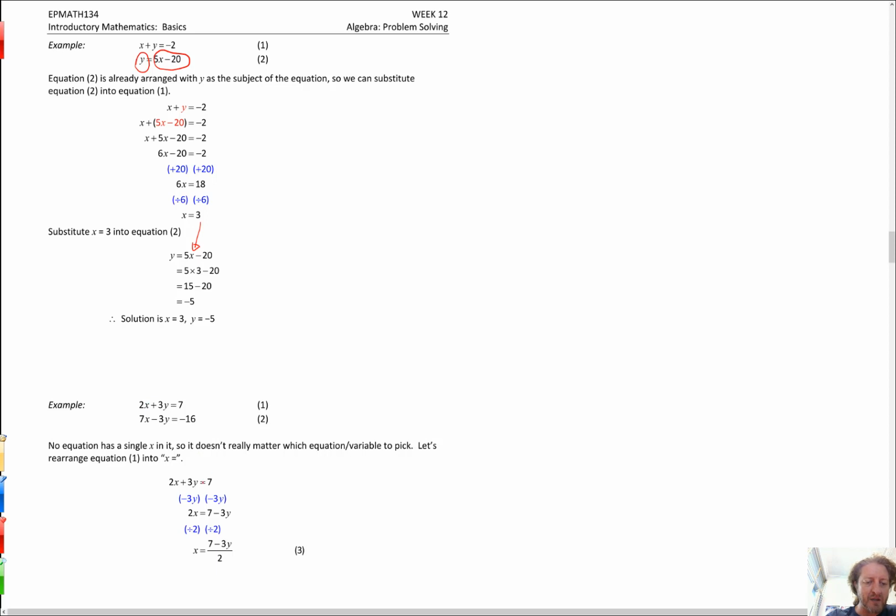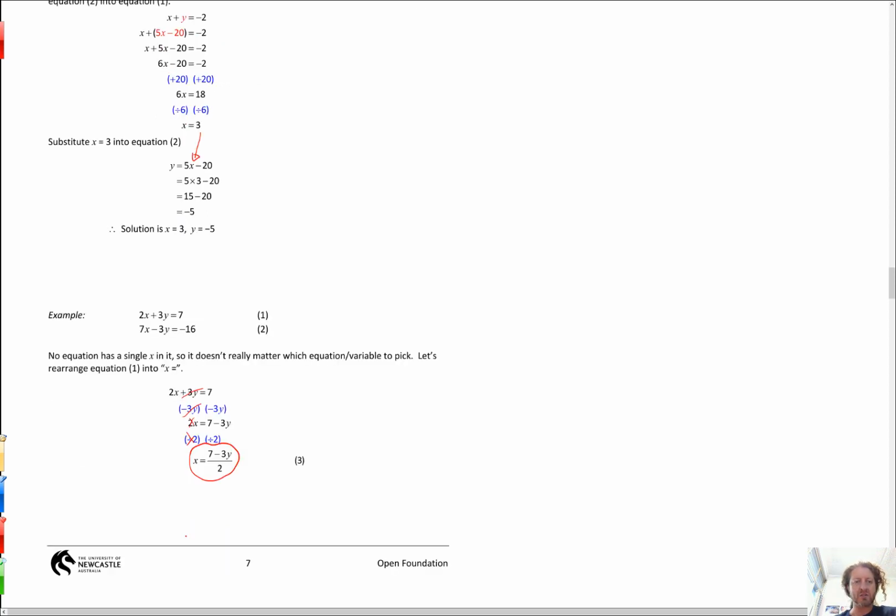Let's get equation 1 and get the x by itself. Firstly, let's take off the 3y by subtracting it. So 2x equals 7 minus 3y. Let's take off the 2 by dividing it. So x equals 7 minus 3y all over 2. I've got something to replace x with. Unfortunately, it's a fraction, but I've got to live with it. I couldn't avoid it.